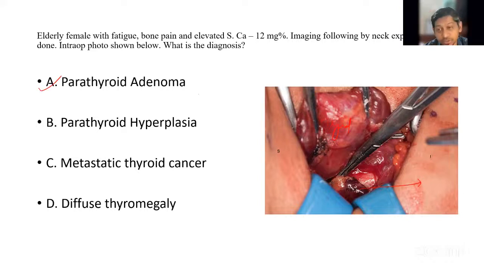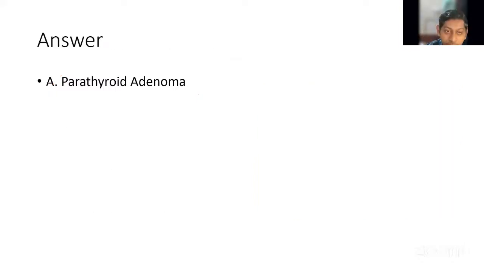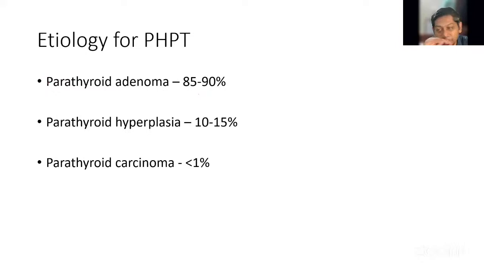Now suppose some people have told me that the clinical picture showed multiple parathyroids enlarged. If you get a picture with multiple parathyroids being enlarged, then the answer will be parathyroid hyperplasia. This is not a thyroid nodule. So it's a little difficult question. You have to look at the clinical photo properly. Remember, I have already told you this. Parathyroid adenoma is the most common: solitary parathyroid adenoma accounts for 85 to 90% of primary hyperparathyroidism. Hyperplasia occurs in about 10 to 15%.